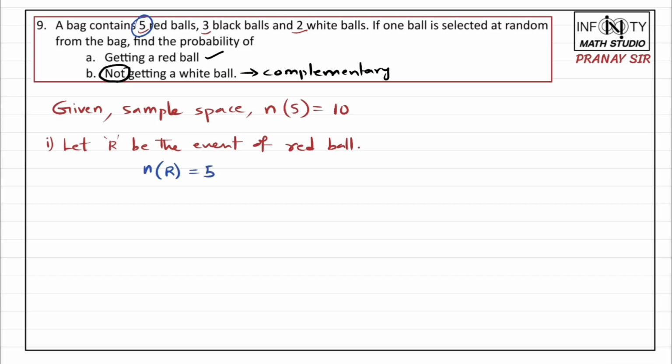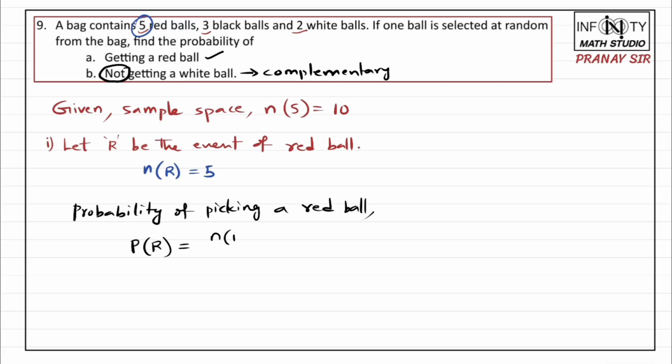Alright. So next, hence probability. We need to find the probability of picking or selecting a red ball. So that we denote as P(R). The formula is the number of favorable chances, that is n(R), by the sample space, n(S). So n(R) is 5, sample space is 10. Now here small cancellation: 5 ones are 5, 5 twos are 10. So the answer is 1 by 2.